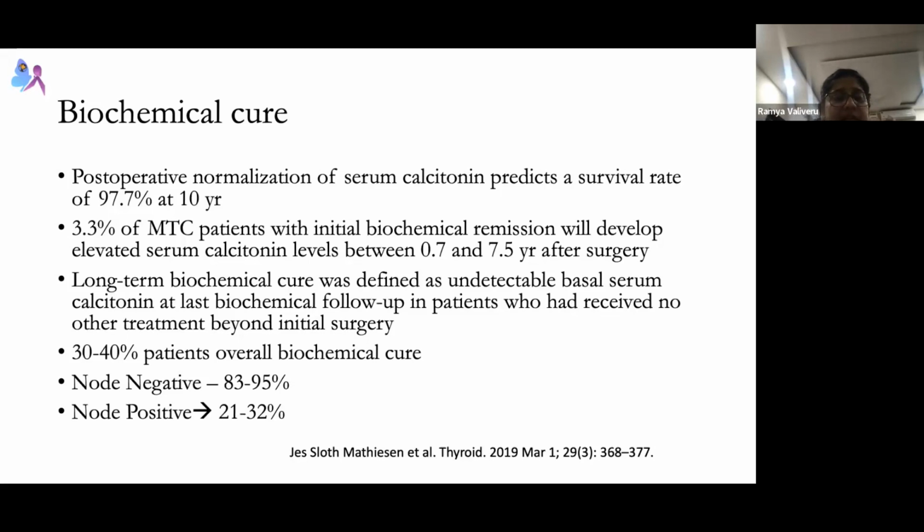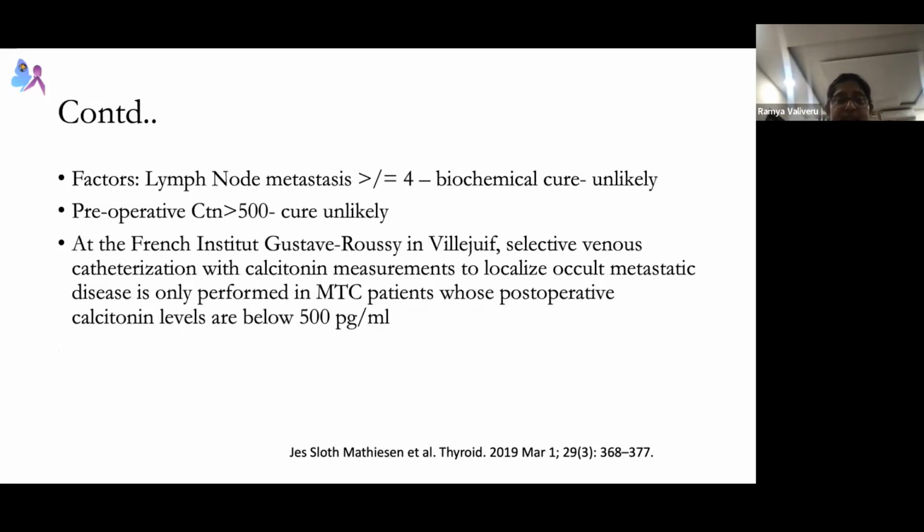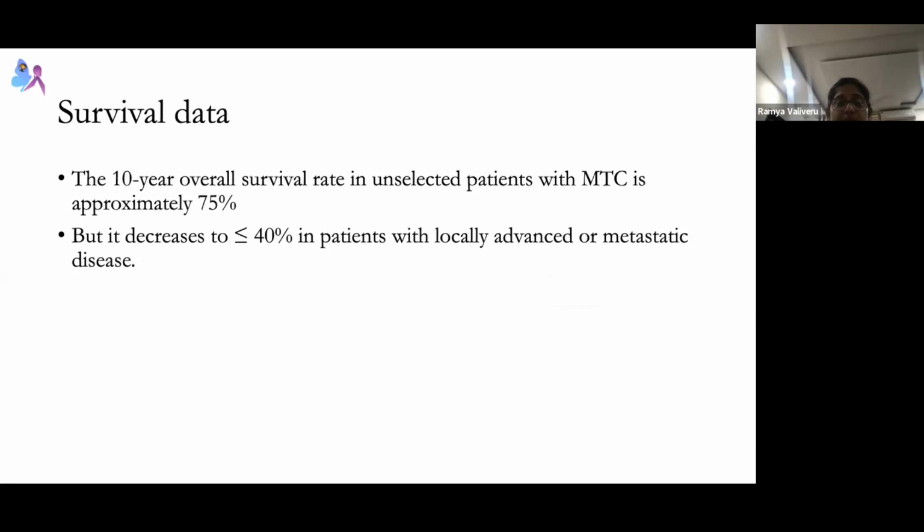30-40% of patients can have overall biochemical cure. In node negative patients it is of course going to be higher, and in node positive it's going to be slightly less. What are the factors where biochemical cure is unlikely? If more than 4 lymph nodes are involved and if the calcitonin is more than 500. At the French Institute Gustave Roussy, they have used selective venous catheterization with calcitonin measurements to localize occult metastatic disease in MTC patients whose postoperative calcitonin was below 500, to guide treatment.